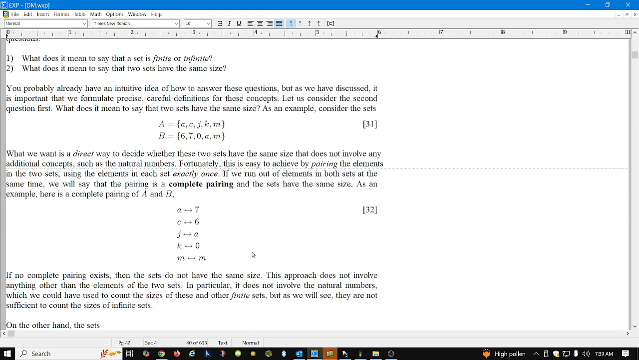So, if a complete pairing exists, it seems, at least in this case, and probably you can stretch your imagination to any pair of finite sets, that a complete pairing should be a good definition for two sets to have the same size. The nice thing about looking at a pairing is it doesn't involve anything outside of the two sets. In particular, it doesn't involve the set of natural numbers or counting numbers.